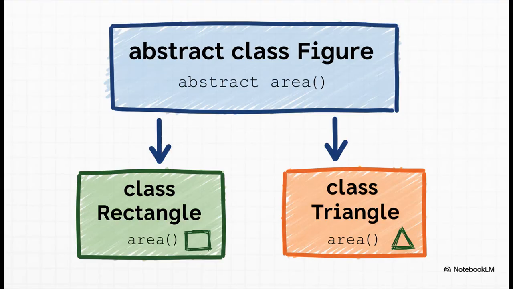And there you have it, the complete, elegant solution. Our figure class is now an abstract class, and its area method, it's now abstract too. That is our official contract. And look, rectangle and triangle both extend figure, and they each provide their own specific code for the area method. The whole design is now just clean. It makes sense, and it's totally safe.